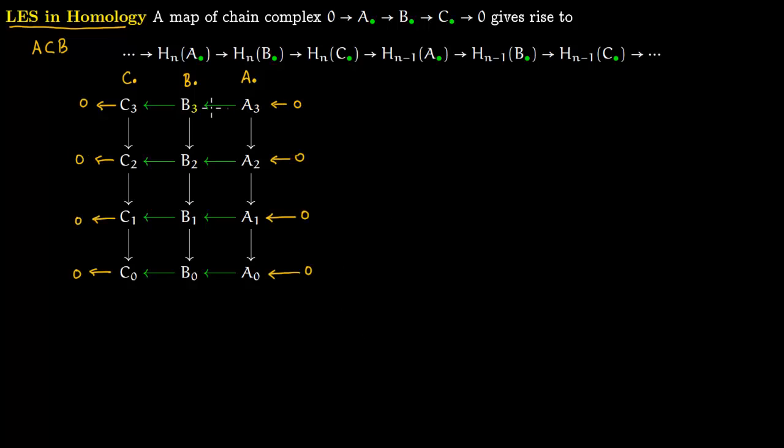So these are all short exact sequences. So these green arrows, and these are all short exact sequences. This is short exact, this is short exact, and so on. So if you use your filtration by rows, or you can say your vertical filtration, then what you have is just exact sequences.